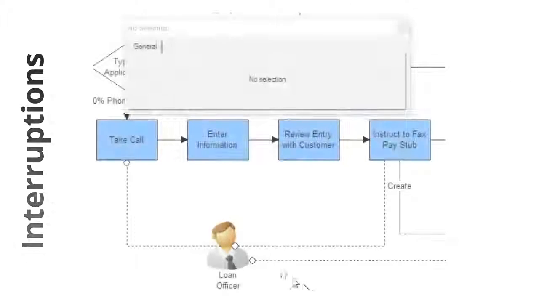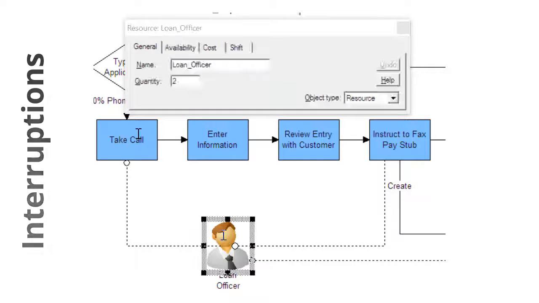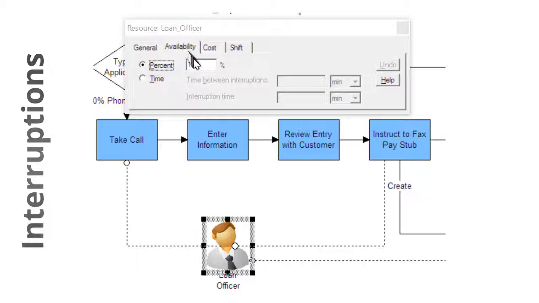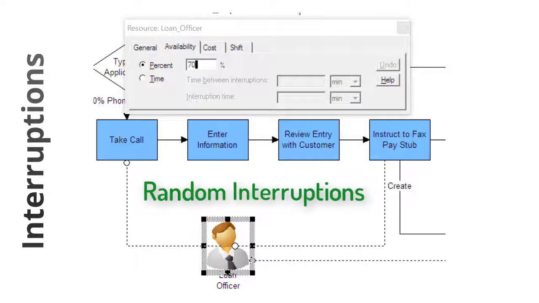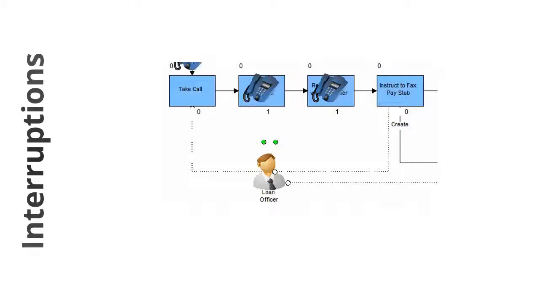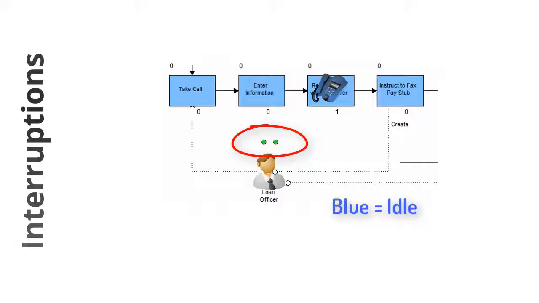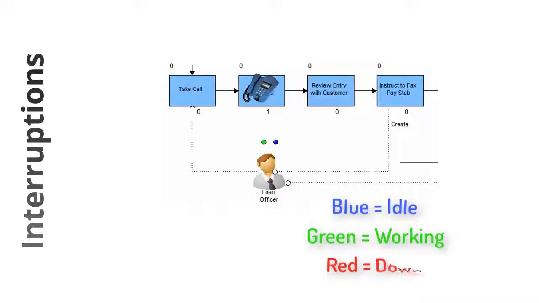Interruptions during the workday significantly affect the throughput of a system. Resources can be assigned random downtimes by using the Availability tab. If a resource is 70% available, then 30% of the resource time will be taken out of service for random periods of downtime. During the simulation, a light over the resource shows its status. Blue is idle, green is working, and red is down.